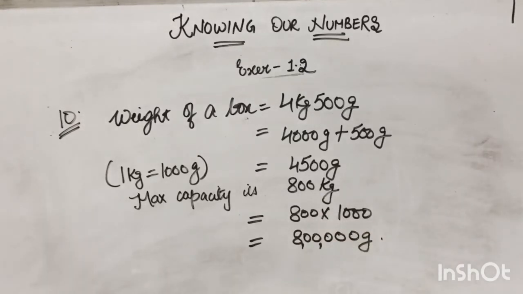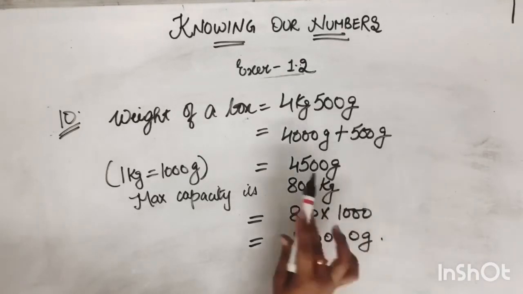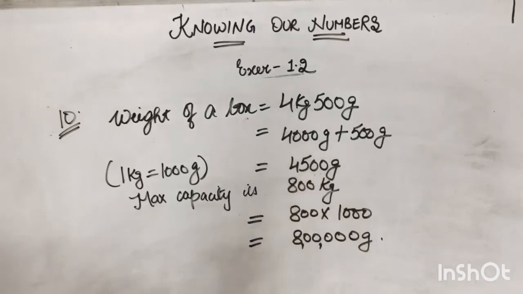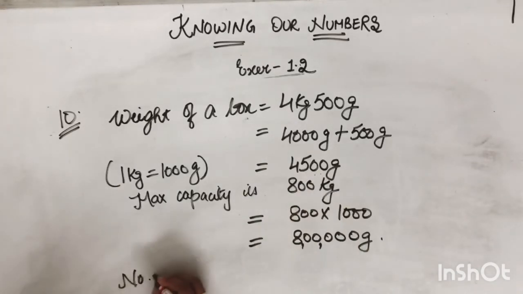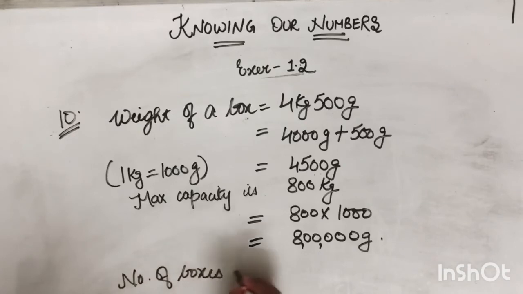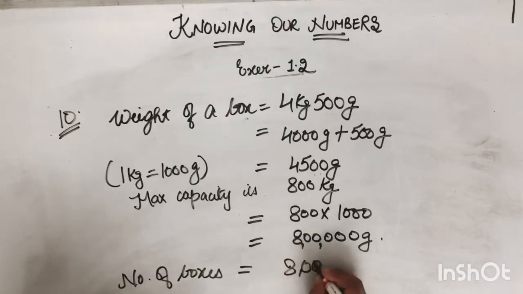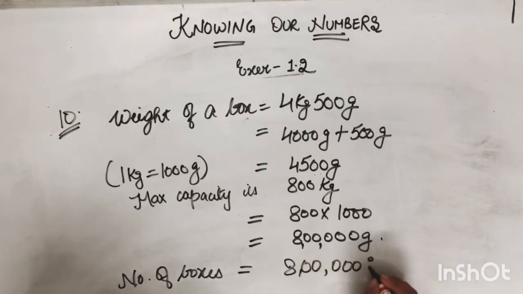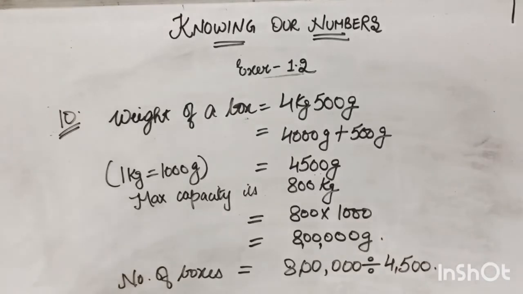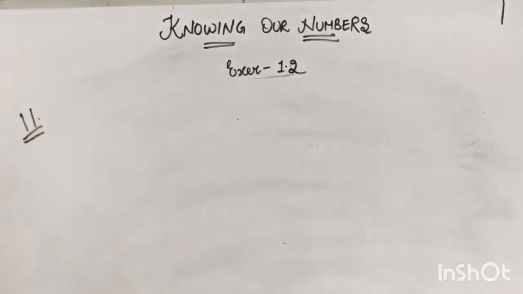Now what you have to do? You have to find number of boxes. So how will you find number of boxes? By dividing 8 lakhs by 4500 grams. So number of boxes is equal to 8 lakh divided by 4500. After dividing, you will get the answer 177.